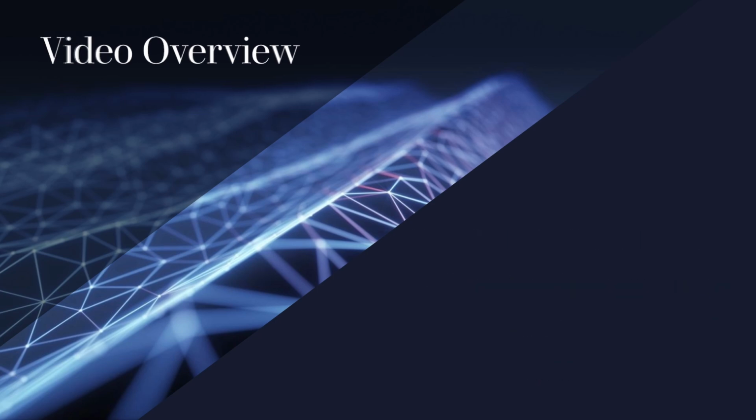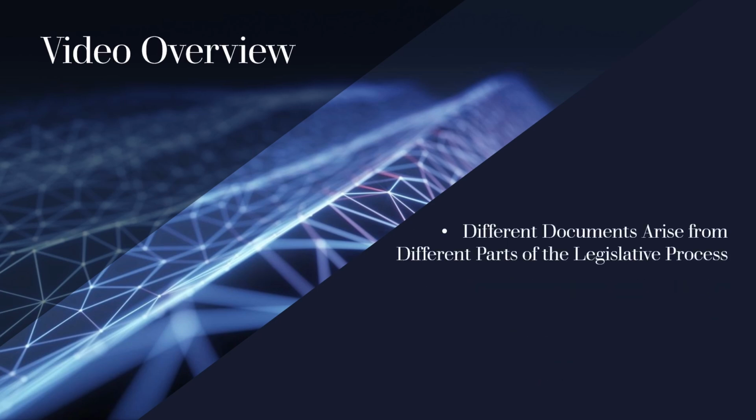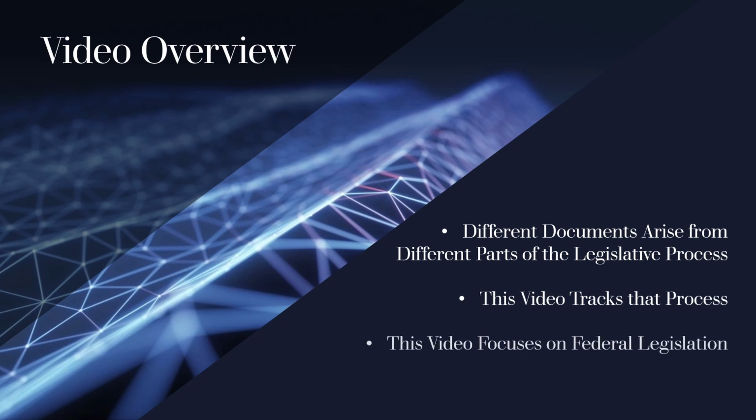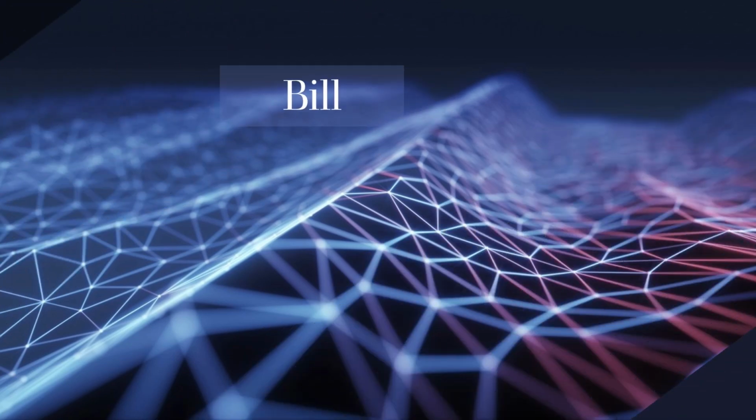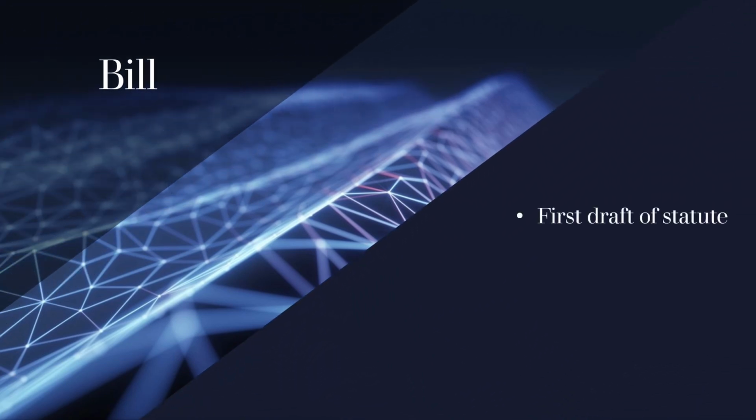Because these documents are created at distinct steps in the legislative process, we will describe them roughly in the order that they would be created in that process. So, this video tracks a law from a bill's introduction to its codification in the U.S. Code. In these videos, we will focus on federal legislation, as the documents and processes are generally equivalent at the state level. So, we begin with the bill, the first draft of a statute as proposed by a legislator.